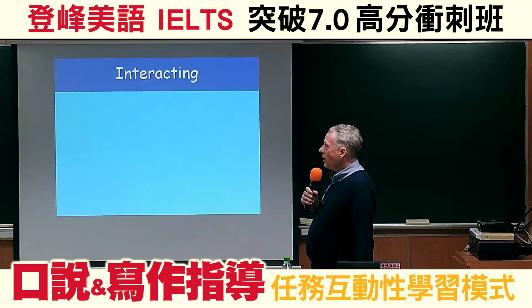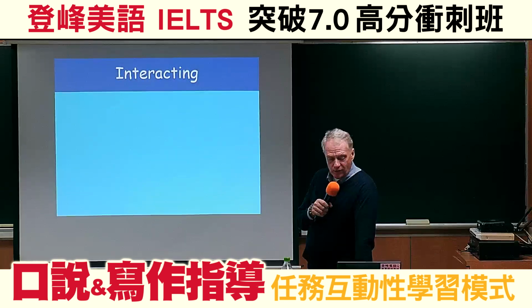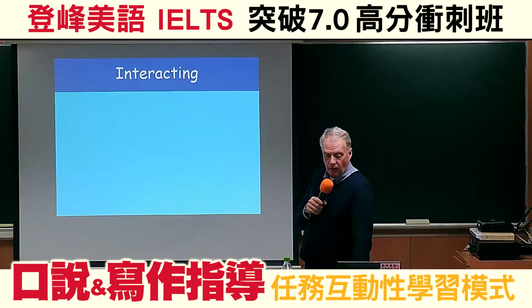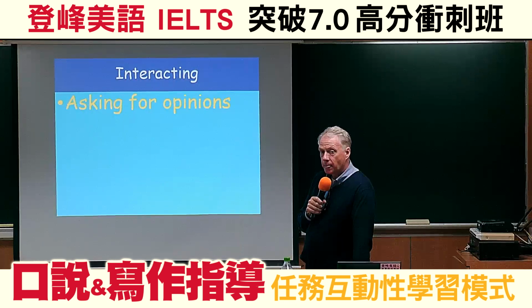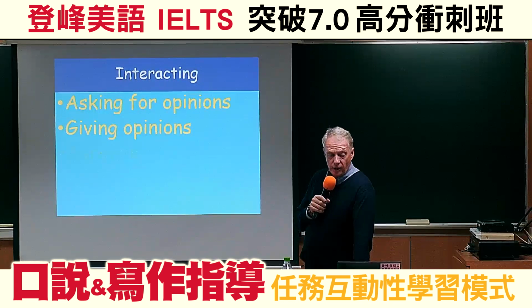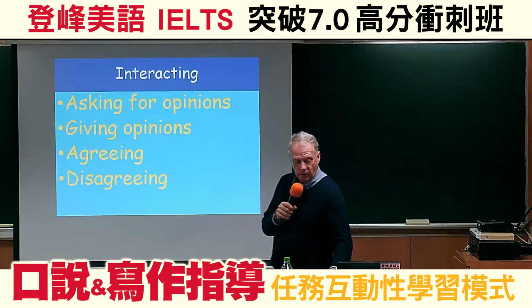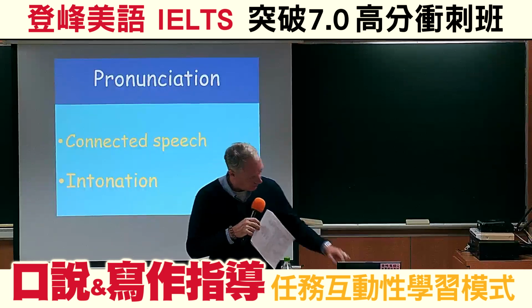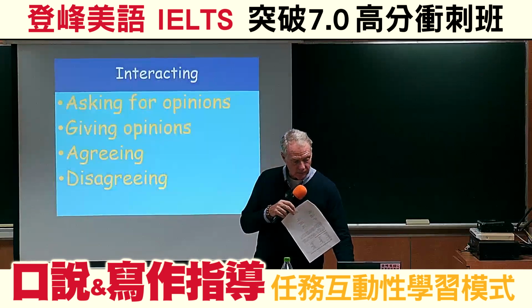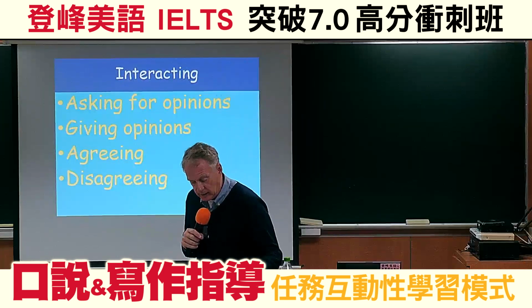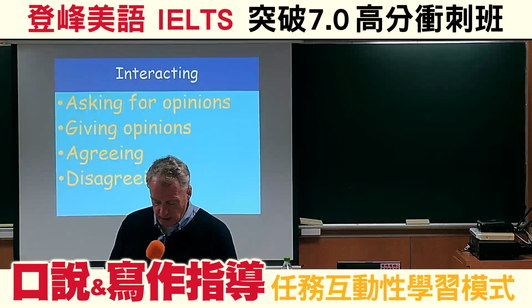Okay, now another thing which is very important for part 3 conversation, right? The part 3 discussion is the interacting. And there are 4 things that you need to learn how to do. First, to ask for opinions. Second, to give your opinion. Third, to agree. And fourth, to disagree. And you can see here these example sentences that you can use.